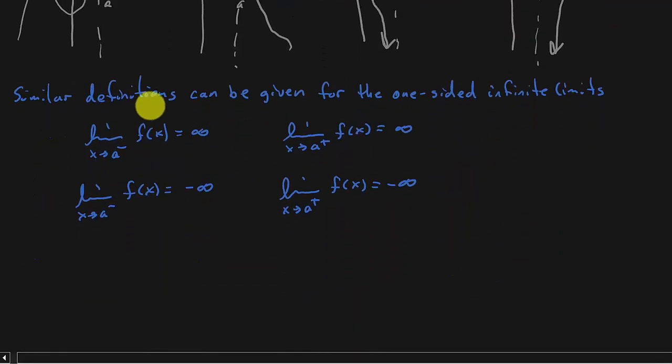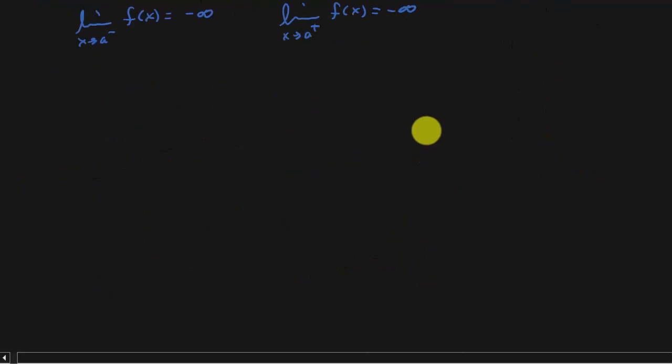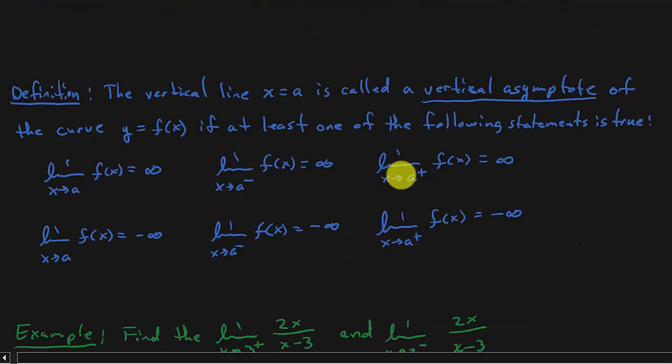And then similar definitions can be given for the one-sided infinite limits. That's actually this right here. See, I'm coming in from the left, coming in from the right. So the limit of f of x as x approaches a from the left or from the right can equal infinity, or it could equal negative infinity.